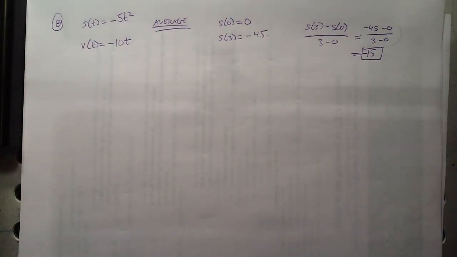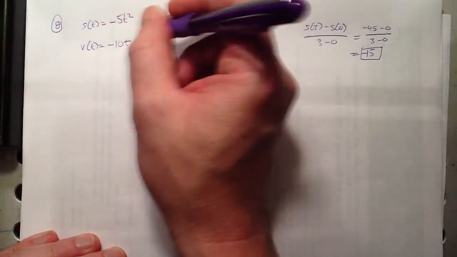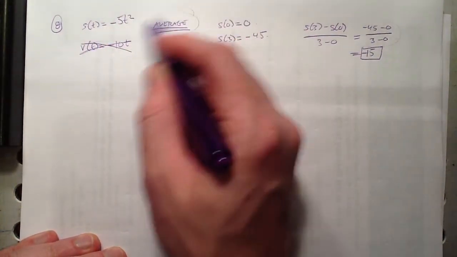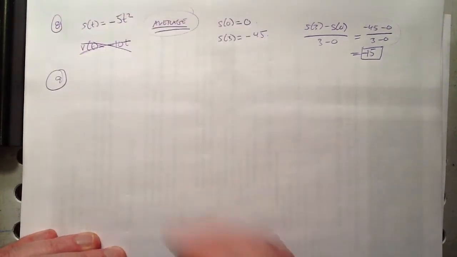If you plug in the 3 there, you are going to get answer choice B. And you could try to figure how they figured out those other wrong answers, but it's not what we're supposed to do because we're finding the average rate of change.